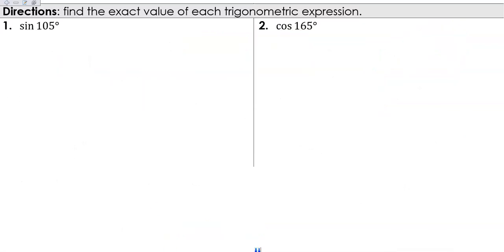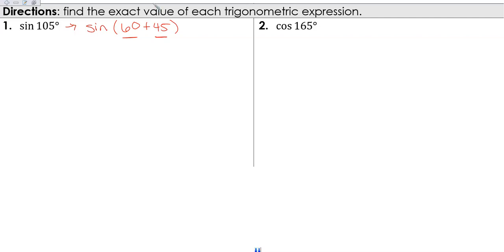So let's take a look and see exactly how this works. So we have a trig function of 105 degrees. I want to find the sine of 105. Well, we do not have 105 on our unit circle. So what we're going to do is break this up into two numbers that are going to add to 105. So I'm going to say the sine of 60 plus 45. Now what's important is that these angle measures are on our unit circle.